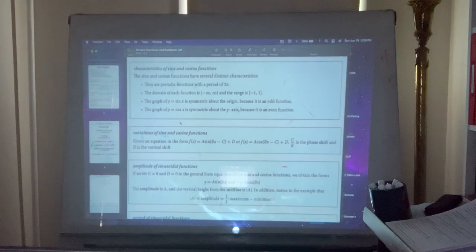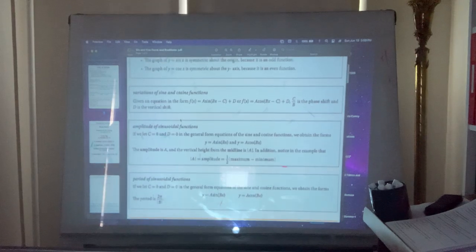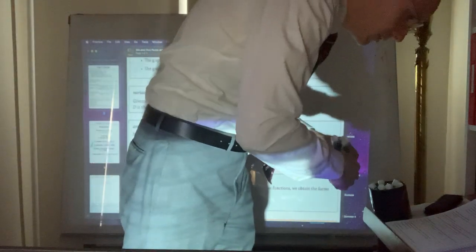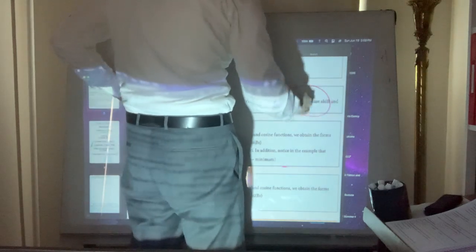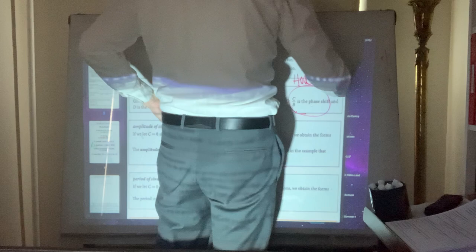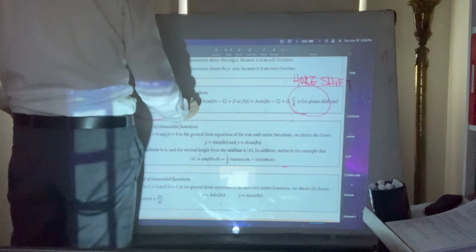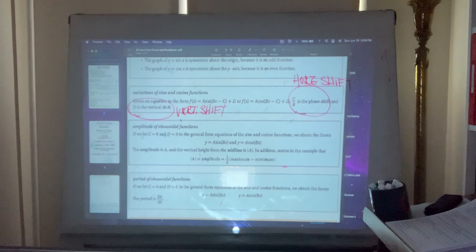But this pertains to the characteristics of sine and cosine functions. Remember, sine is an odd function technically, and cosine is an even function. What is worthy of being saved from here? It's the same information, but this is the horizontal shift, good to know. And D is the vertical shift. So I would have that encapsulated.